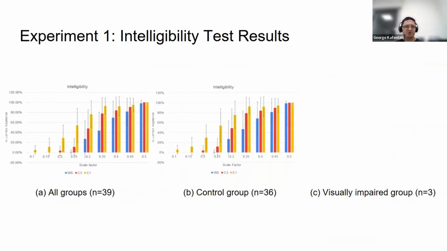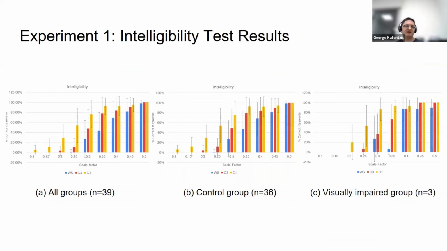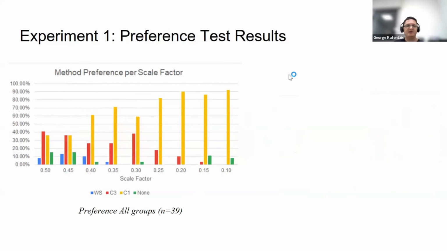However, if you split by group, you see on the left side of the slide the overall image, in the middle the control group, and on the right the visually impaired group. Due to the fact that we did not manage to collect enough participants from the visually impaired group, results are not statistically significant. But there is definitely a trend in favor of C1 criterion of non-stationarity protection.